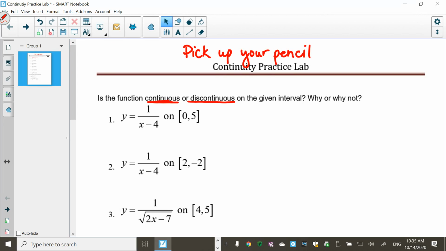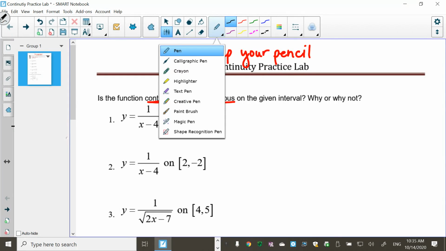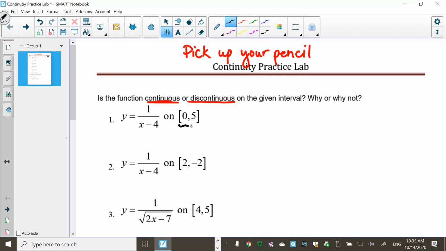Function. I want you to make sure that you see an interval. Okay, so right here I have an interval. I've got a pen here, it's from 0 to 5. So you're telling me, is this function continuous or discontinuous on the interval 0 to 5? First of all, if there's algebra to do, I want you to do it.